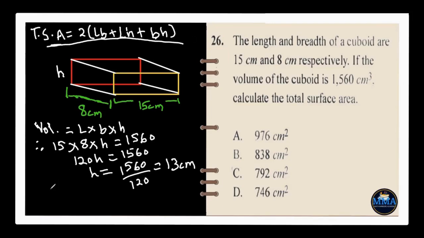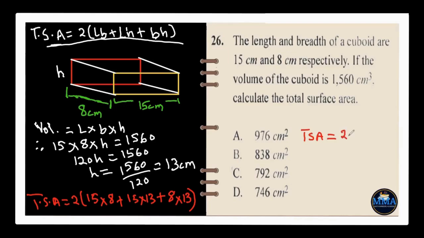Now we can go on and put everything here to get the TSA, to get the total surface area, since we know all the three dimensions. So we said here that the total surface area, that is the TSA, is going to be 2 into length times breadth, that is 15 times 8, plus length times height, 15 times 13, plus breadth times height, 8 times 13. So this TSA is going to be 2.